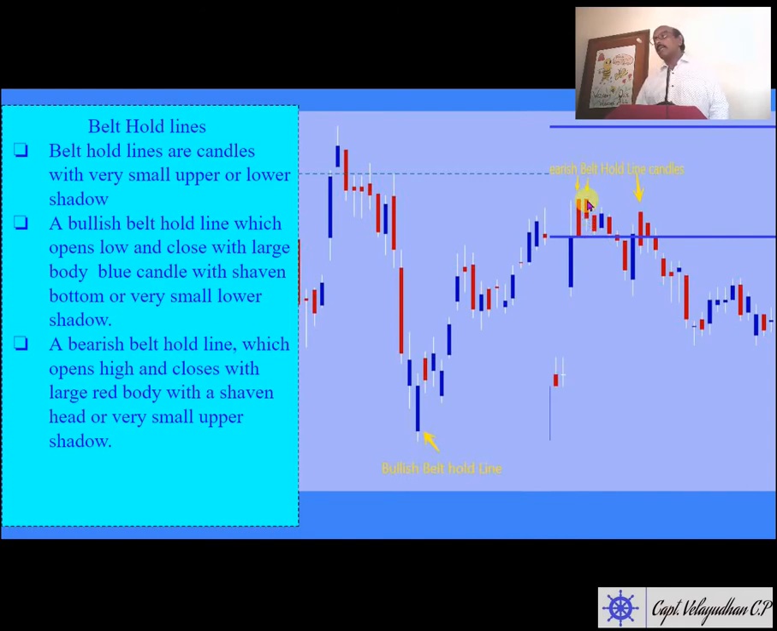The second belt hold line and the third belt hold line, indicating that there are not many buyers and sellers are more. And here this level is broken, the support, and the market came down.